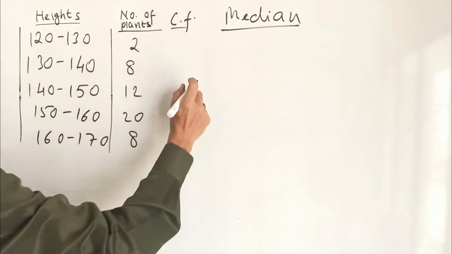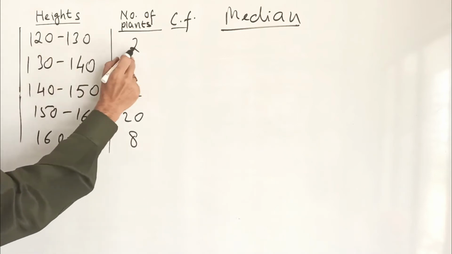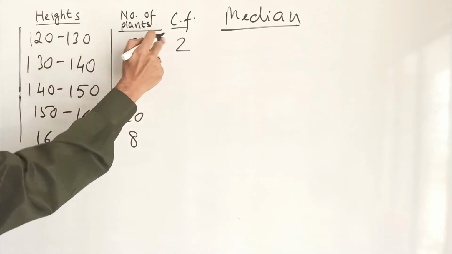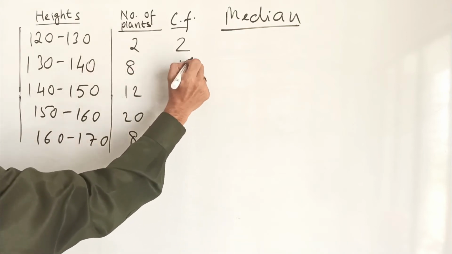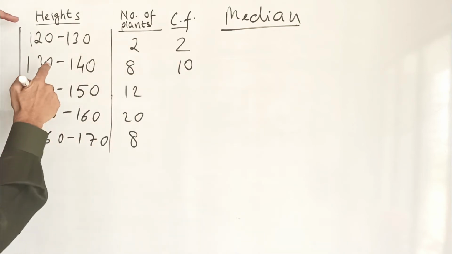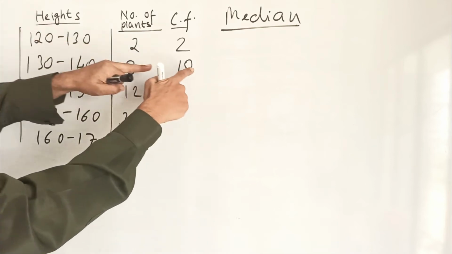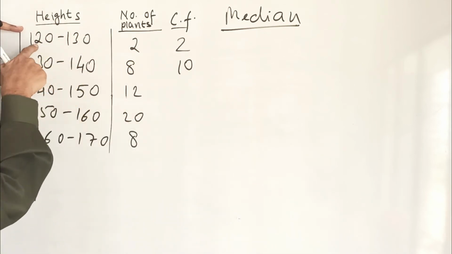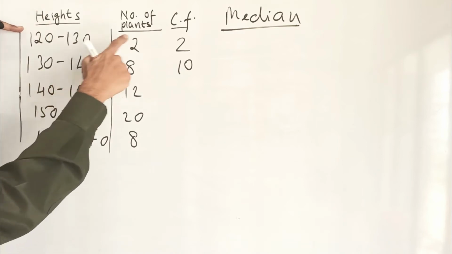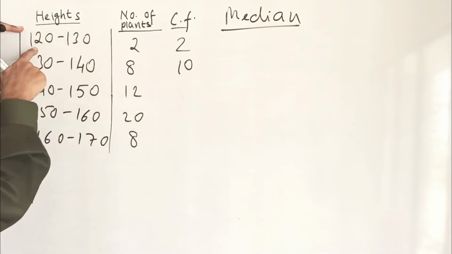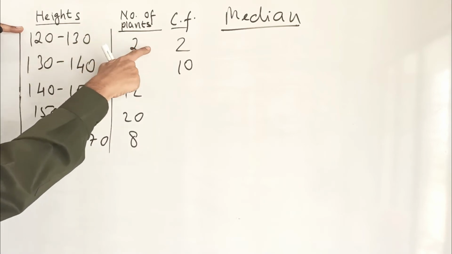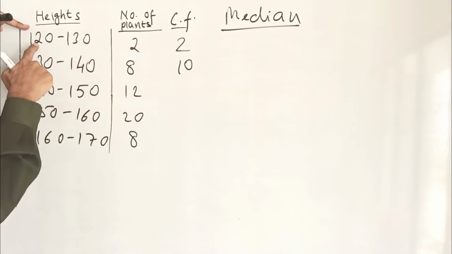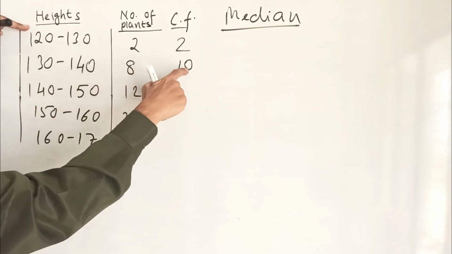Cumulative frequency means collected frequency. The cumulative of these two is 2 plus 8, 10. What does it mean? Listen, it means for these two groups the frequency is 10. For 120 to 140 centimeter, there are 10 plants. Because for 120 to 130 there are 2 plants, 130 to 140 there are 8 plants, but in between 120 to 140 there are 2 plus 8.